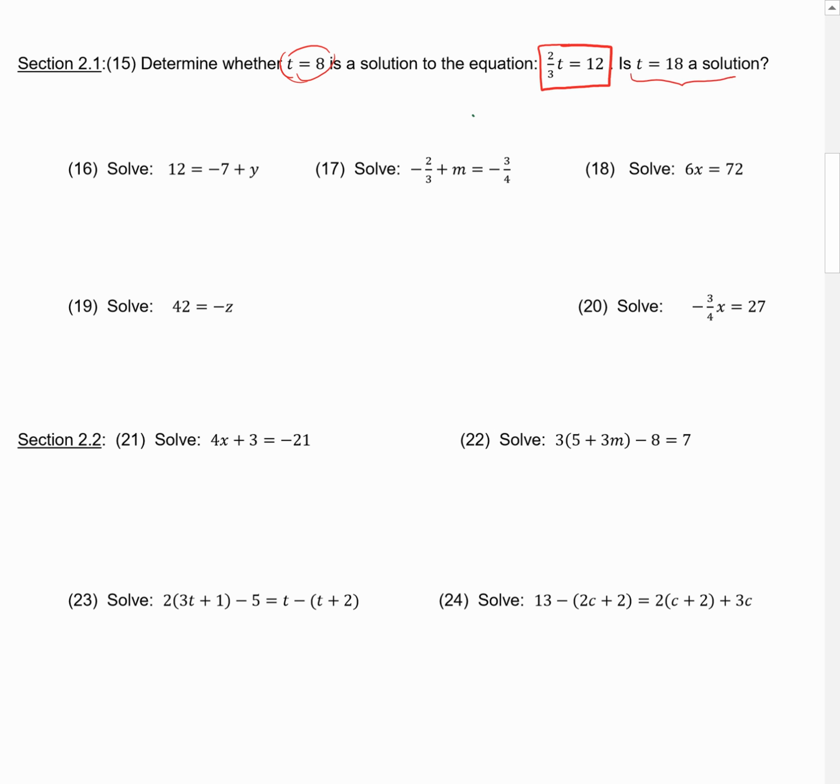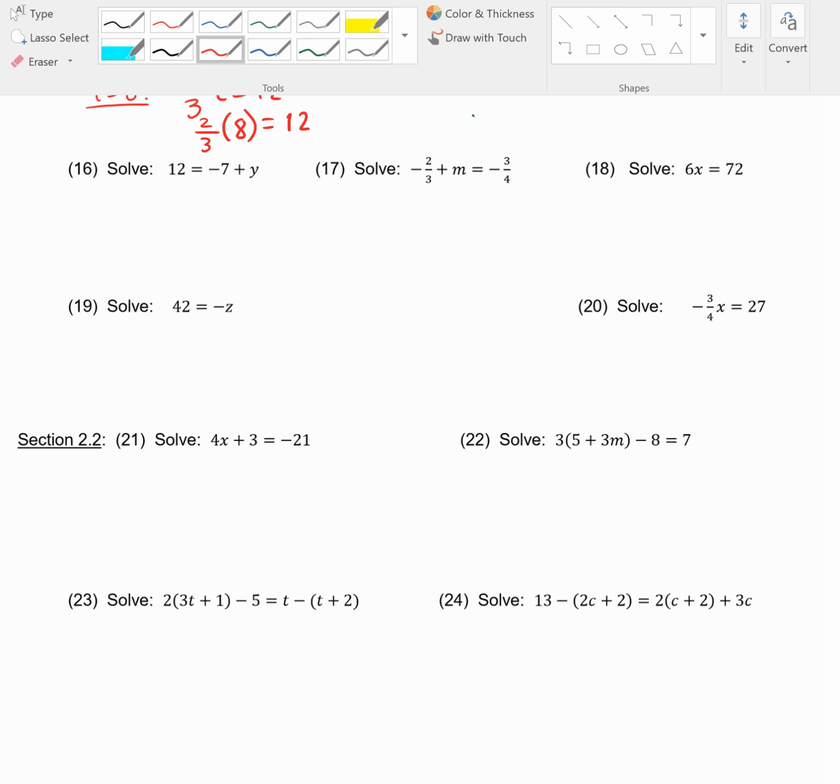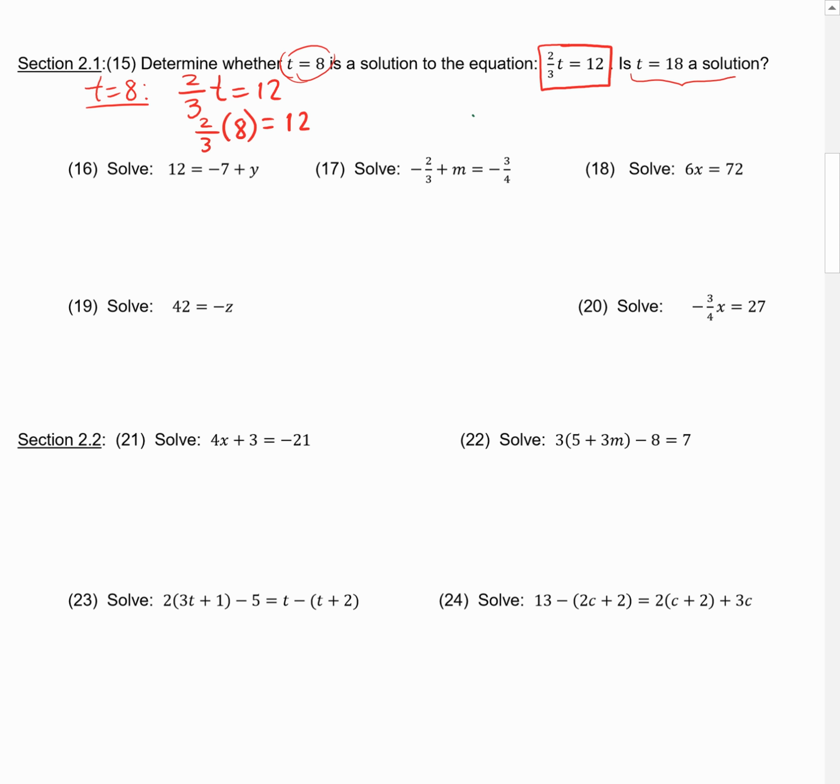Well, first we'll look at t equals 8. And just like you would even guess to do, you would just substitute 8 in for t and see if the statement is true or false. So okay, I'm going to replace t with 8. It's 2/3 times 8 equals 12. So if you end up with 12 equals 12, then it's a yes. But if you end up with anything other than 12 equals 12, it's a no.